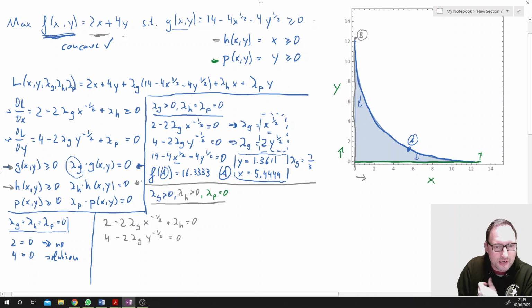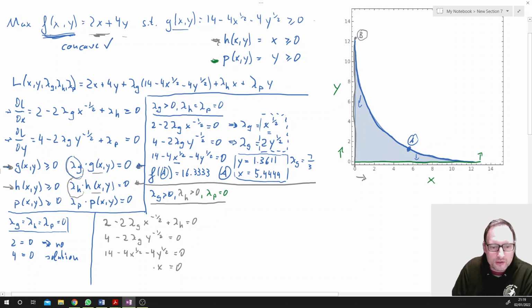Okay, and it's the same pattern. If we are setting lambda g and lambda h larger than 0, then g and h have to be equal to 0. So we'll basically just use the g constraint, 14 minus 4x to the half minus y to the half, that has to be 0, and the h constraint is that x is equal to 0. And you can immediately see we have the first coordinate. x has to be equal to 0.